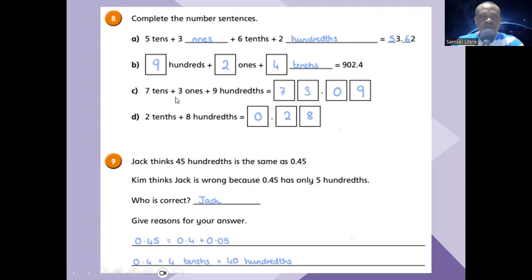Here we have 7 tens, 3 ones, and 9 hundredths. Notice that the tenths is missing. After the ones, we should have the tenths. So we should use 0 as a placeholder. That's why we have 73.09. Here we have 2 tenths plus 8 hundredths. So it's going to be 0.28.